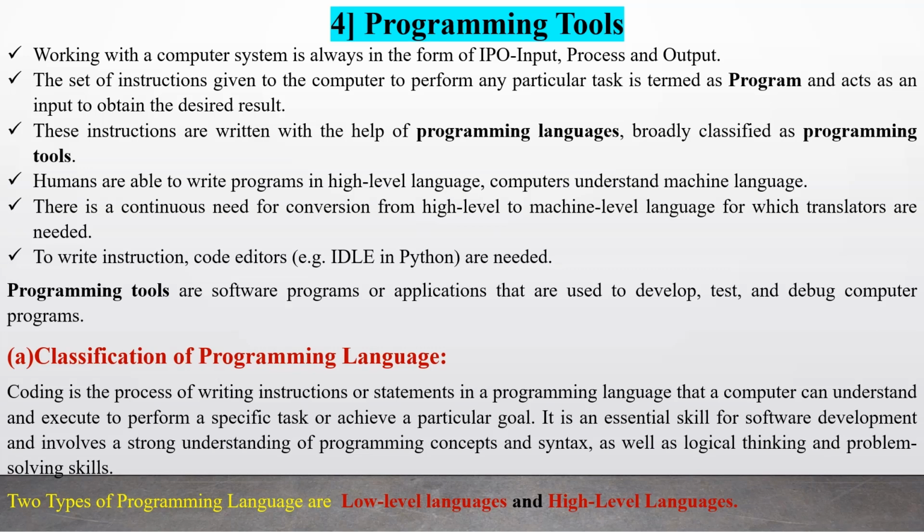Now we can discuss the classification of programming language. What is coding? Coding is the process of writing instructions or statements in a programming language that a computer can understand and execute to perform a specific task or achieve a particular goal. It is an essential skill for software development and involves a strong understanding of programming concepts and syntax, as well as logical thinking and problem-solving skills. The two types of programming language are low-level languages and high-level languages.